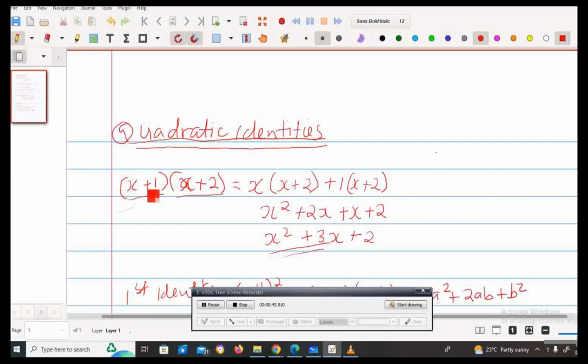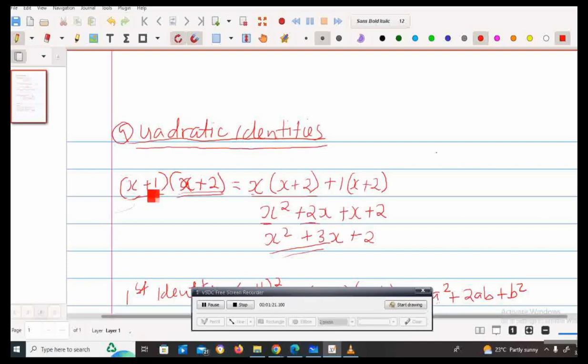How do you expand this? You open the brackets, you take this first x, then you multiply by the whole of the second brackets, then you'll have x into x plus 2. Then you take this plus 1, you multiply again by the whole of the second brackets, and that will give you plus 1 multiplied by x plus 2 in brackets.